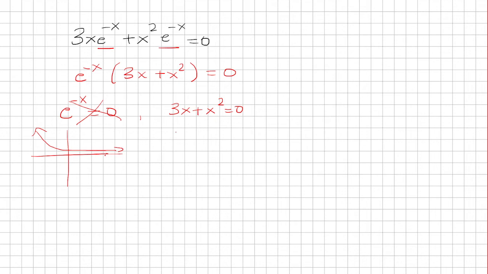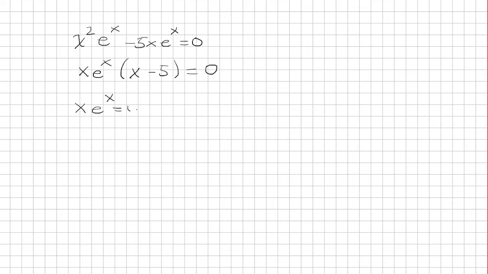And note that I can factor out an x from both of these and have 3 plus x equal to 0. So I set each factor equal to 0. And I get x equals 0 and x equals negative 3. And that is my answer.